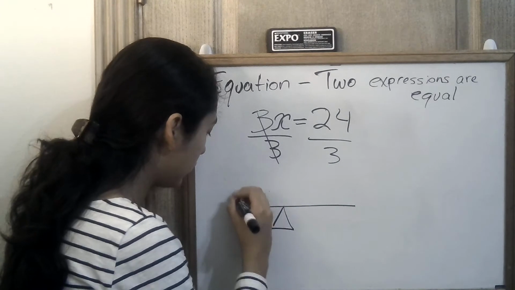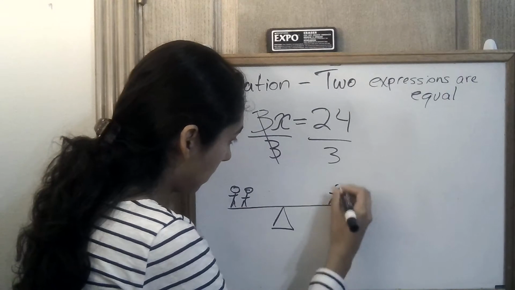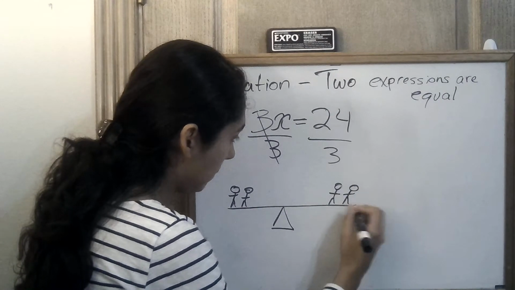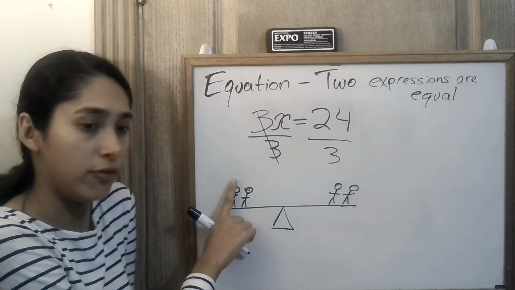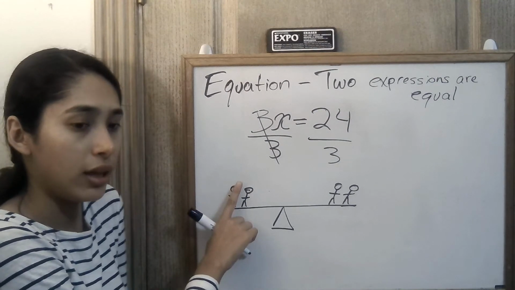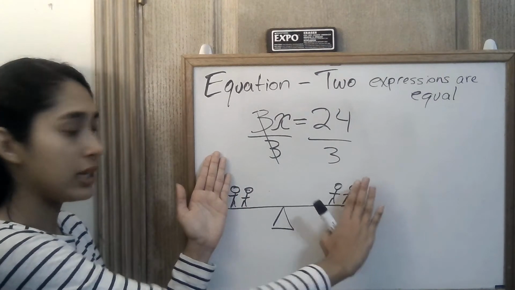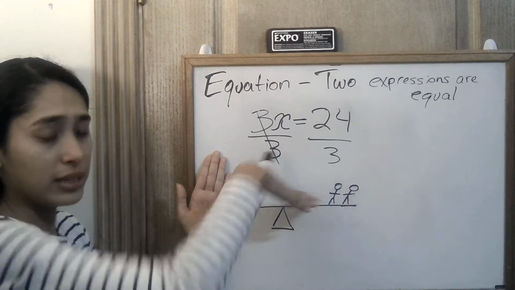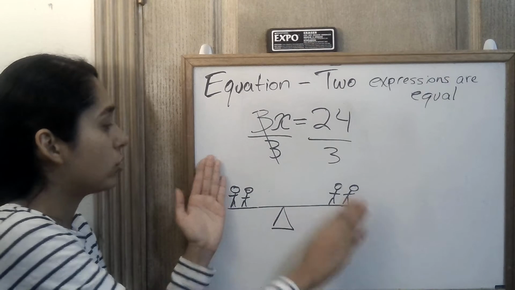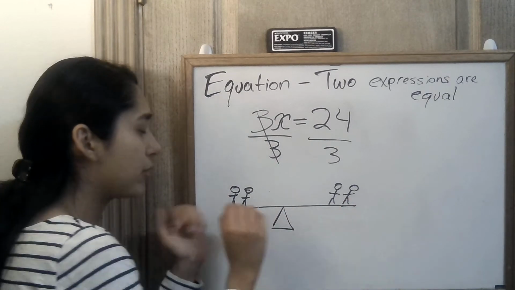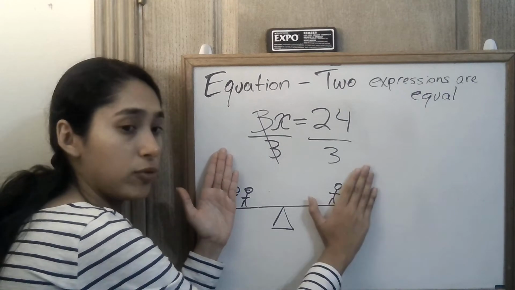Think of it as a seesaw. Let's say there's 4 children on a seesaw. If one child gets off the seesaw, and we don't take one other child off, the seesaw is going to be unbalanced. It's not going to be an equation anymore. So in order to keep everything equal, if we perform an operation on one side, we have to go ahead and perform it on the other side.